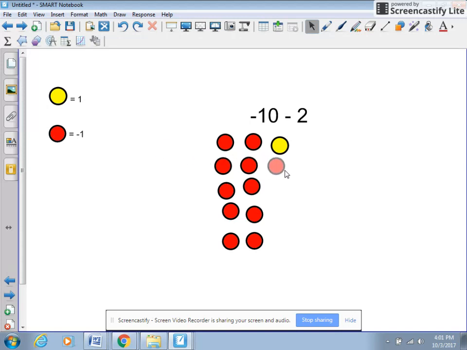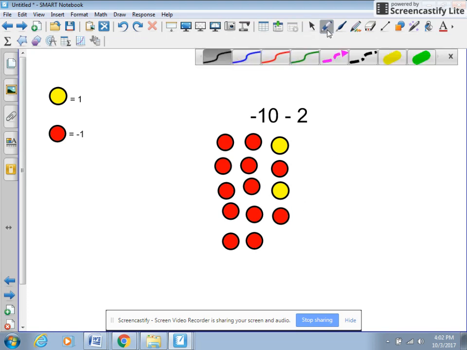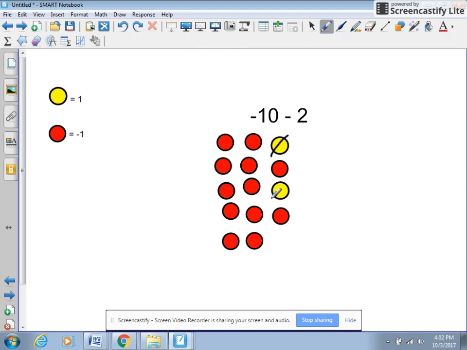1 0 pair, 2 0 pairs. So what's here is still -10, but now I'm able to remove 2 positive counters. 1, 2, which leaves me with 12 red counters, or -12. So -10 minus 2 is equal to -12. Let's look at your worksheet and do some together.